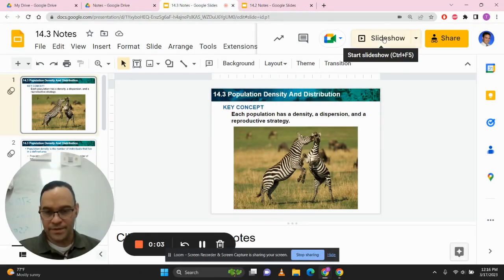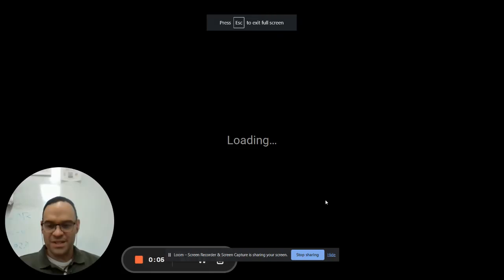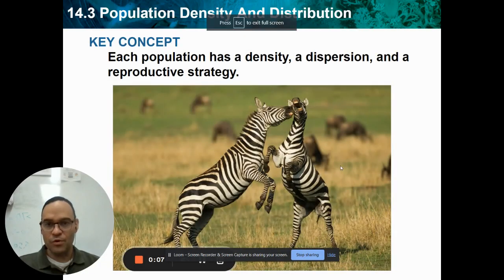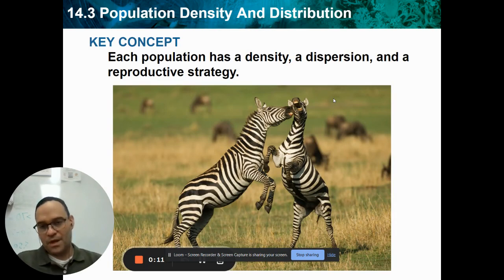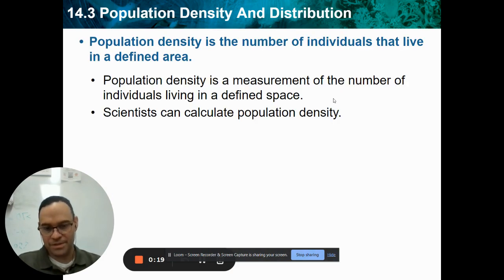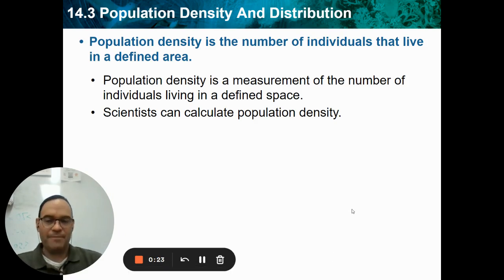All right. Chapter 14, Section 3 has to deal with population density and distribution. This talks about how spread out a population is, the reproductive strategy, and then how dense that population is. That means how many organisms per unit area, but we'll get more into that.